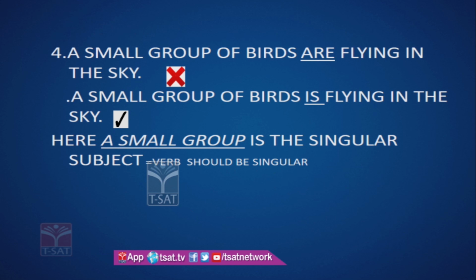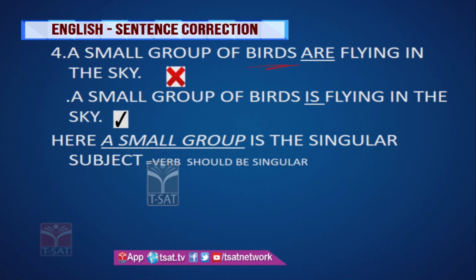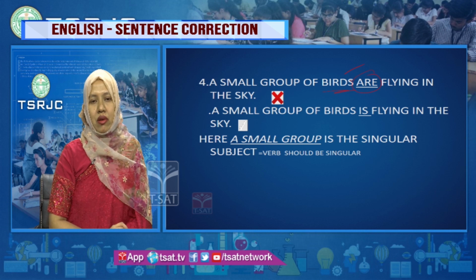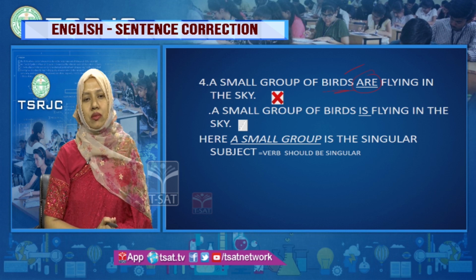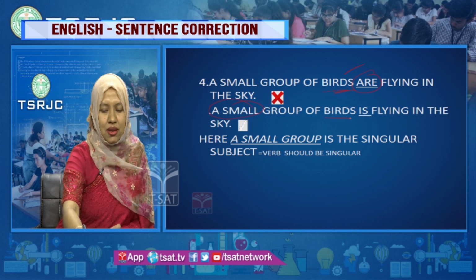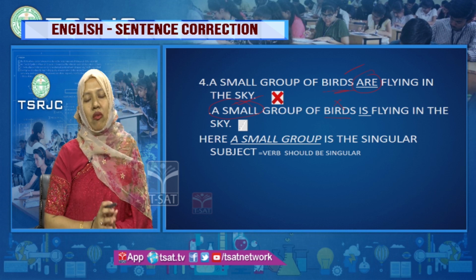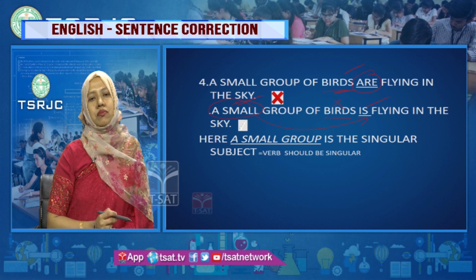A small group of birds are flying in the sky. Now, if you look at this sentence, you may see birds here, and you may think that because it is a plural noun, you must use a plural verb also, but it is wrong. You are talking about a small group of birds. So here a small means one. You should not look at this noun, you should look at the farthest subject, a small group of birds. So it should be referred to as singular. Because it is singular, the verb also should be singular.